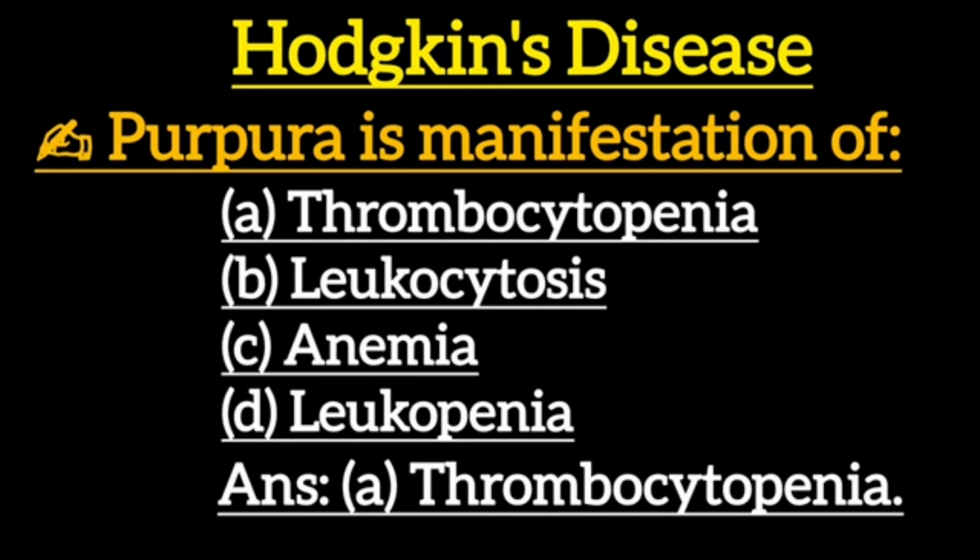Next one: purpura is a manifestation of option A, thrombocytopenia, option B, leukocytosis, option C, anemia, option D, leukopenia. Correct answer is option A, thrombocytopenia.